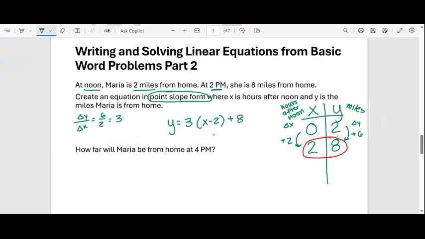And that's because I can't put a minus 0 here. That doesn't make any sense. So I have to use the second point in this situation in order to do it in point slope form.